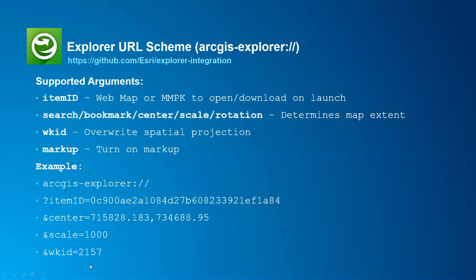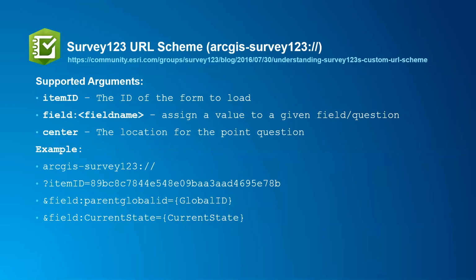So for example, in this example I'm using ITM. The WKID for ITM is 2157, and you can see the center point here. I'm actually not sure of the location, but they are ITM coordinates, and it will bring you to a specific location based on the ITM coordinates. Then you have Survey123. We had a look at this earlier. Some of the arguments are item ID, the field, followed by the field name, and then the value along with the center.